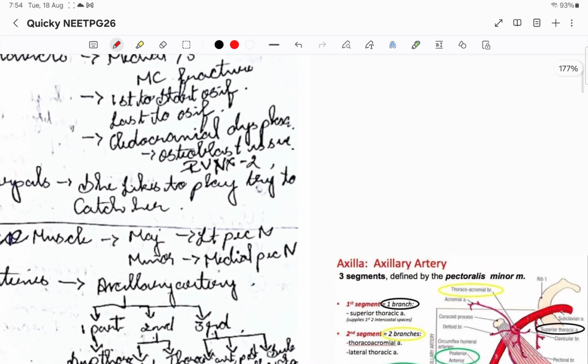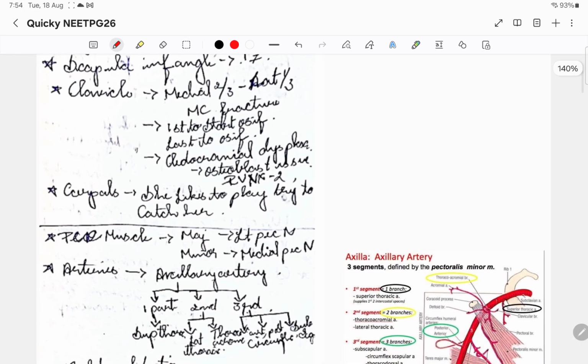Okay, so here what happens is it is an osteoblastic issue. I'll tell you about what is osteoblast and osteoclast in orthopedics, but for now, all you need to remember is that cleidocranial dysplasia is the osteoblastic issue. Osteoblast is the bone forming cell. Okay, that is all and everything you need to know about clavicle.